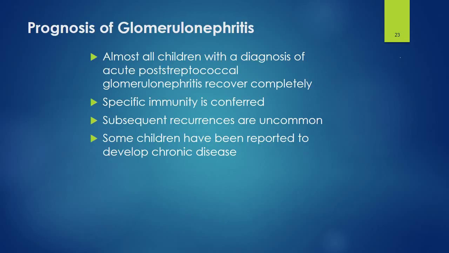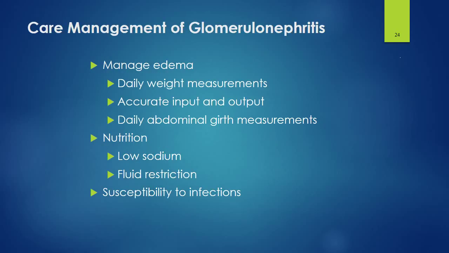Prognosis of glomerulonephritis. Almost all children with a diagnosis of acute post-streptococcal glomerulonephritis recover completely. Specific immunity is conferred. Subsequent recurrences are uncommon, but some children have been reported to develop chronic disease. Care management of the child with glomerulonephritis. The nurse would monitor vital signs, fluid balance, and behavior.